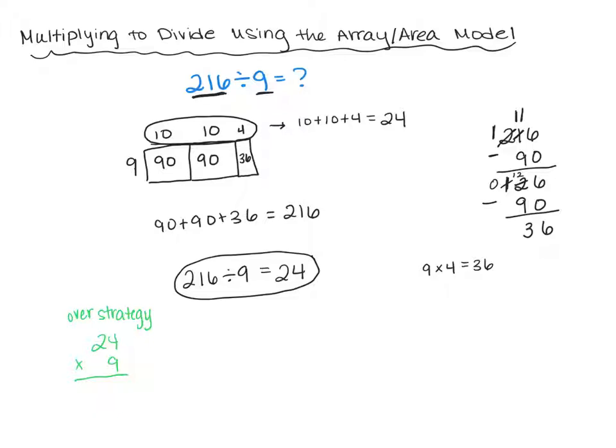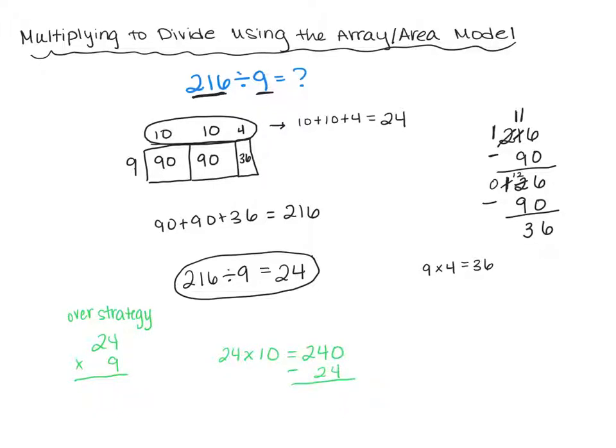So for the over strategy, what I'm going to do is use a friendlier number or group of numbers in order to determine my product. So instead of doing 24 times 9, I'm going to do 24 times 10. Because that's just one more group of 24, and I know it's going to be much more efficient for me to do 24 times 10 and get 240. So now I have 240 from my 10 groups of 24, but I'm only looking for 9 groups of 24, so I'm going to take away one group of 24 in order to determine my product.